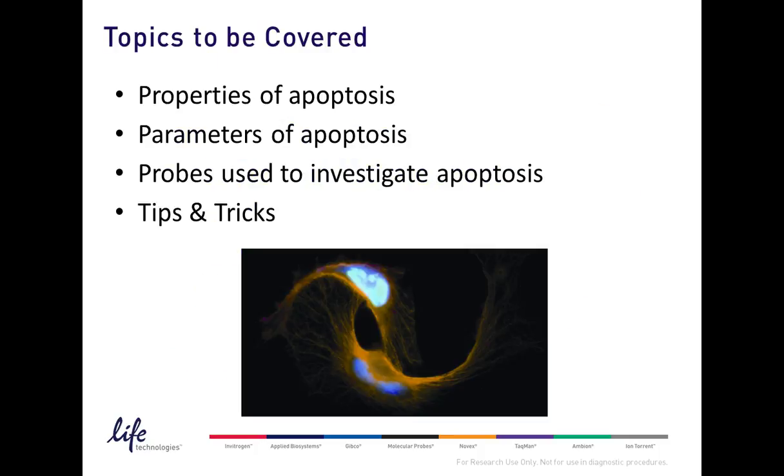Okay, so the topics we're going to cover today: we're going to touch briefly upon some of the properties of apoptosis, essentially what happens and when. We'll also look at some of the parameters involved in apoptosis, so essentially what is it possible to measure. And then we'll delve a little bit deeper into some of the probes that can be used to investigate apoptosis. These are basically some of the fluorescent molecules that exist that will report these changes that we've discussed earlier. And then very briefly at the end we'll try and cover a few of the tips and tricks to optimize your experiments.